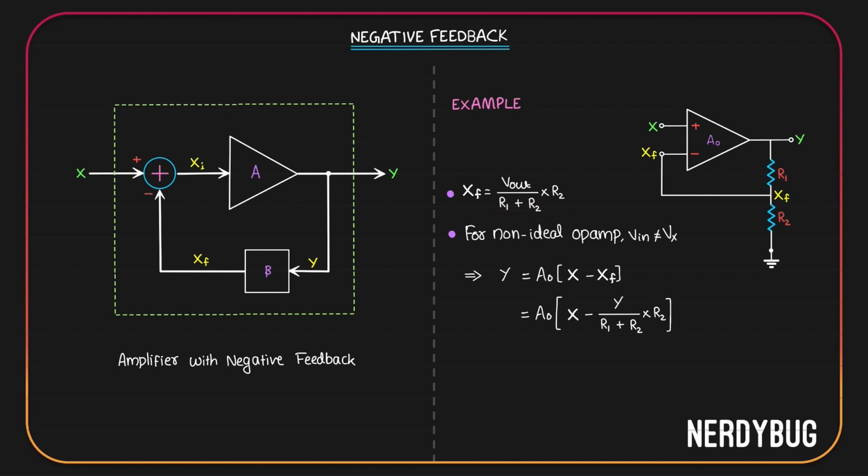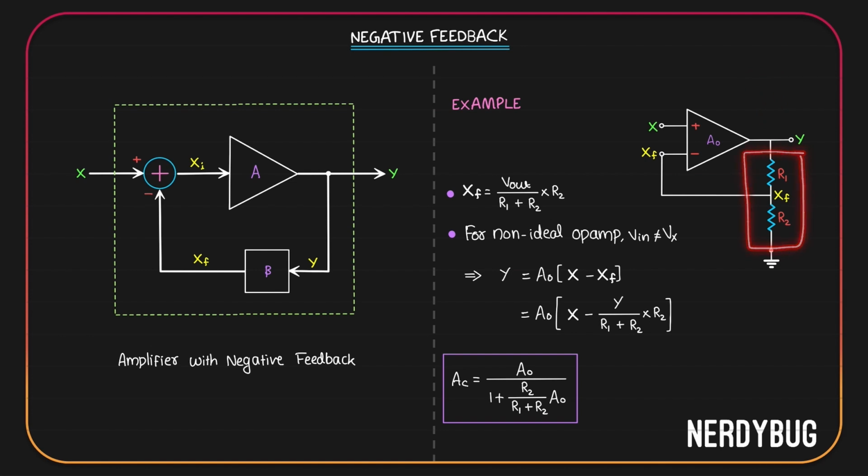Let us replace XF with this. To get the effective final gain, all we have to do is rearrange this equation and write an expression for Y by X. That will be our closed loop gain, and you will get it as AO divided by 1 plus R2 by R1 plus R2 multiplied by AO. Now, if you look at the circuit, the voltage divider is our feedback network. Input to the feedback network is clearly Y. Output of the feedback network is XF. XF is the feedback that later gets subtracted from the input.